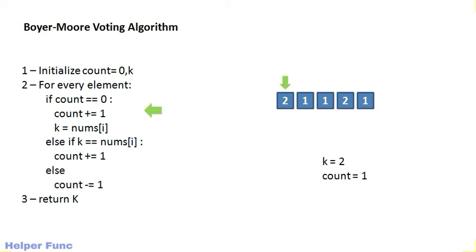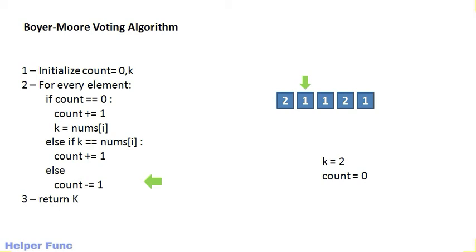Let's try out another example. So for the first index, because count is 0, k will be 2 and count will become 1. Now for the next index, neither count is 0 nor k is equals to 1. Thus count will reduce to 0, which means that the number of times 2 has occurred is the same as the number of times elements other than 2 have occurred.